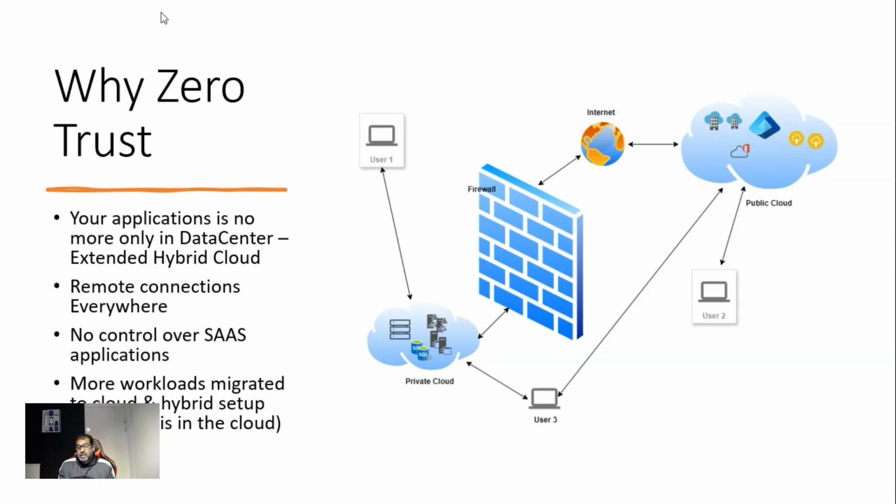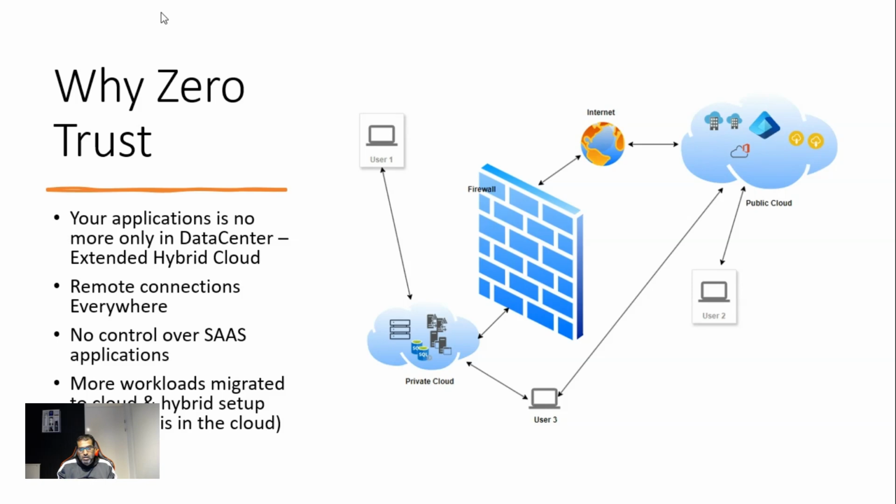And the main thing is that there is no control over SaaS applications. For example, whatever SaaS application you call, you don't have much control over it. So at the end, you have to define your perimeter. You need to define some criteria for how the end users are going to access the data.